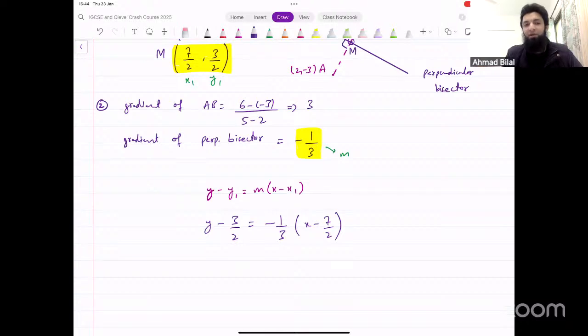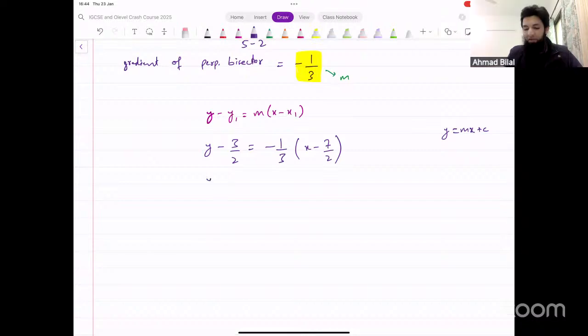Generally, they would ask you to write down the final answer in this form, y equals mx plus c. So now what we can do is we can make y the subject in this. How do you do that? Let's simplify everything first. y minus 3 over 2 equals minus 1 over 3 x plus 7 over 6.